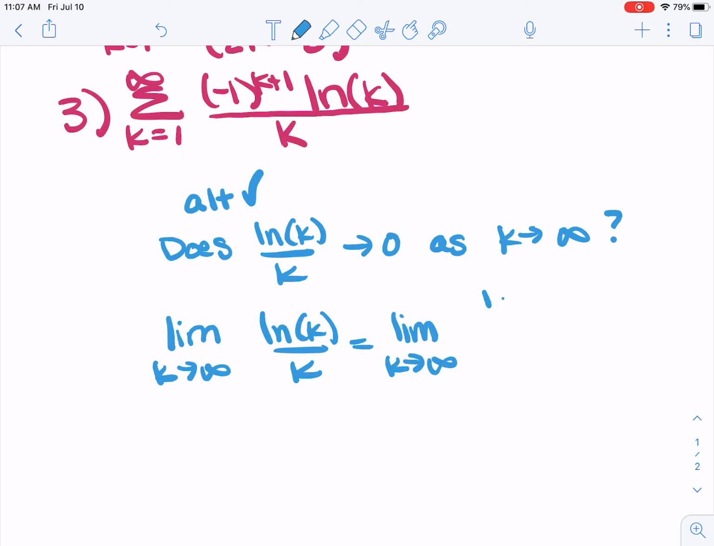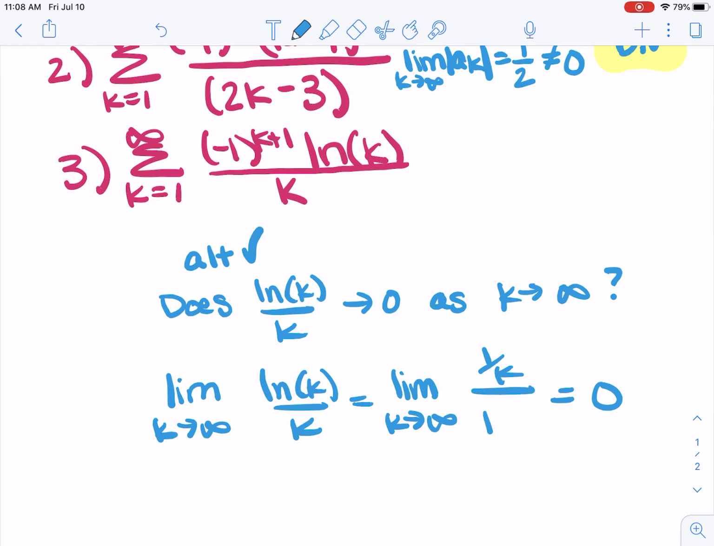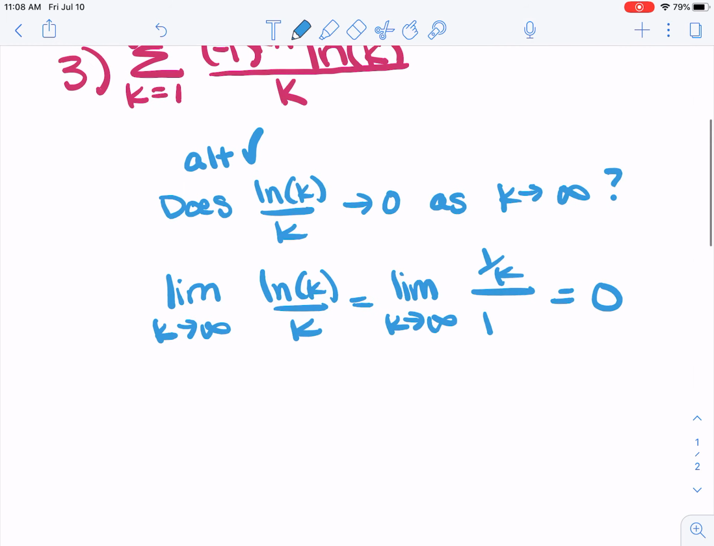The derivative of the natural log of k is 1 over k. The derivative of k is just 1. As that goes to infinity, 1 over k, as k gets bigger and bigger, approaches 0. So that limit is 0. The terms are decreasing in magnitude to 0. They're getting smaller and smaller. In fact, the first term is a 0, and then the second term is non-zero. So at the very beginning, the term gets bigger, but then from that point on, it gets smaller and smaller. And as long as it gets smaller and smaller to 0 at a certain point, we can apply the alternating series test, and we can conclude that this is a convergent series.